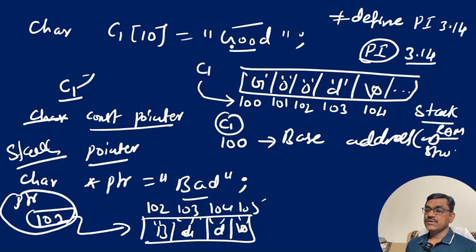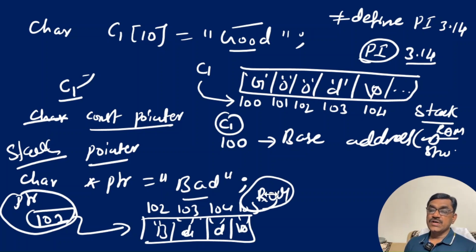Why? Because here we are specifying that good is stored in the character array C1, which is stored on the stack. But in the character pointer, the pointer variable ptr is stored in the stack or random access memory, and it stores the base address, or the link to the storage where bad is going to be stored. The exact memory where bad is stored is not known. So we call it read-only memory. That is the main difference between character array and character pointer.